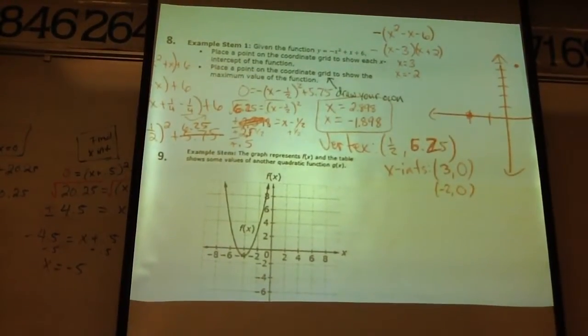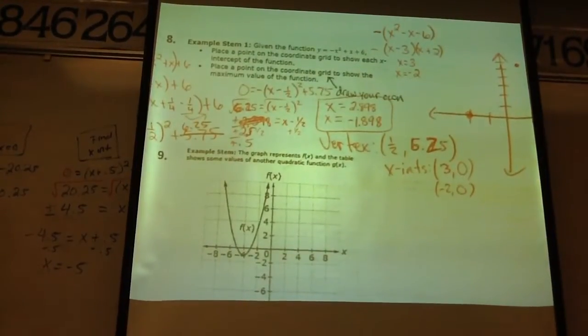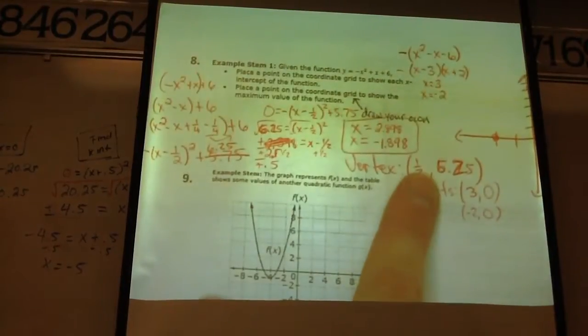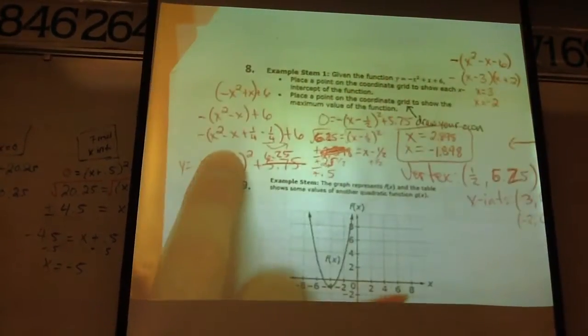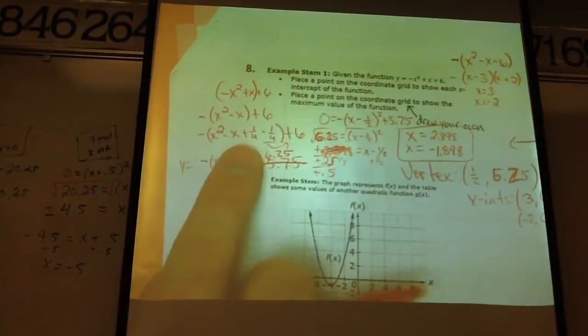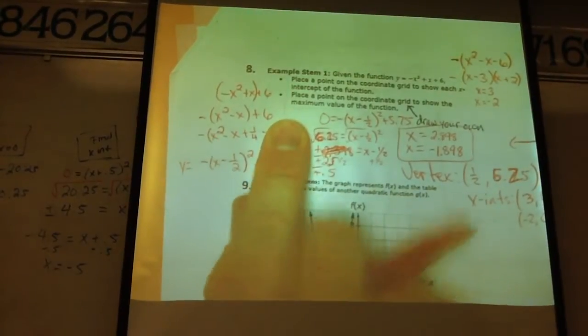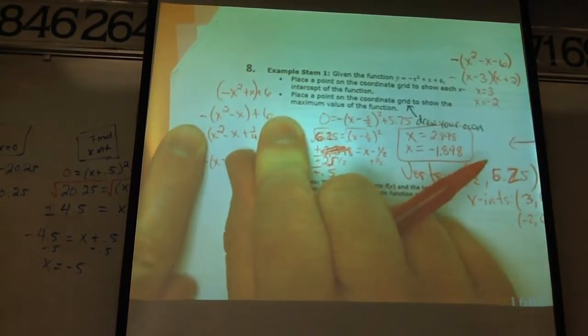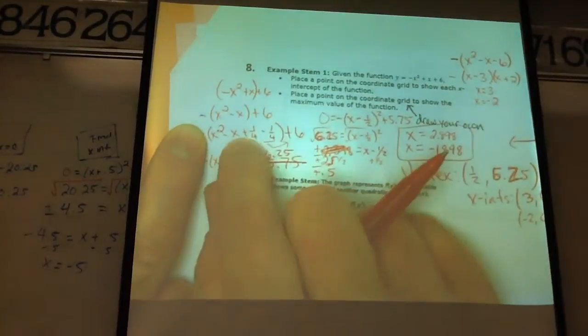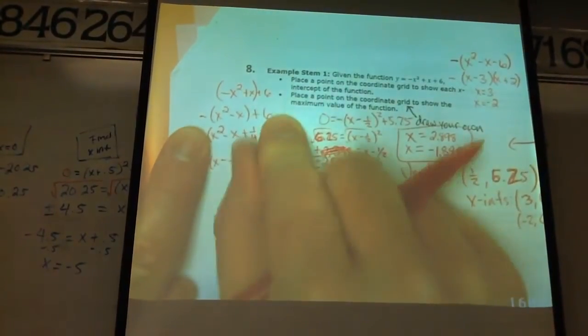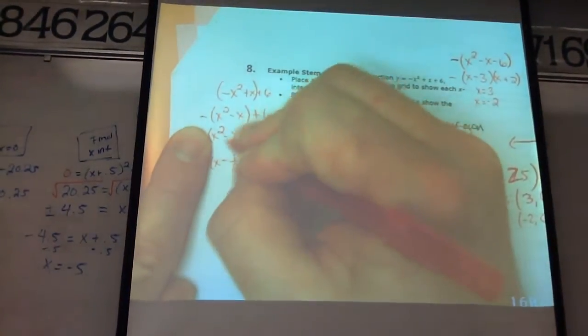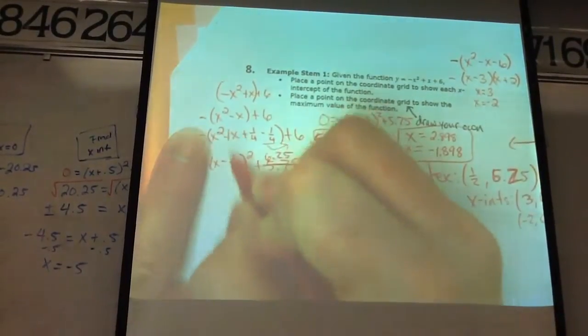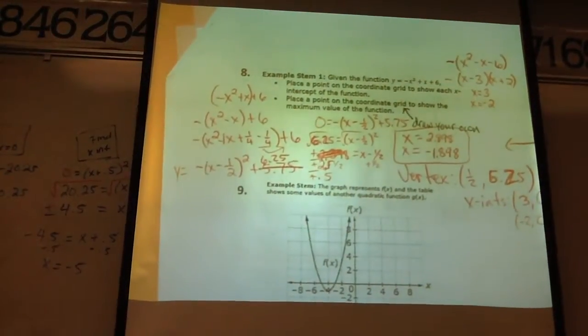Hey, Miss Robbins. How did you get the half right here? On the factor. When you factor that, remember when you do completing the square and you go to factor, it's always just half of whatever the number is in front of the x. So it's a 1, half of that, just a half. Are you good to there, or do you need to go back more? No, right there is good.